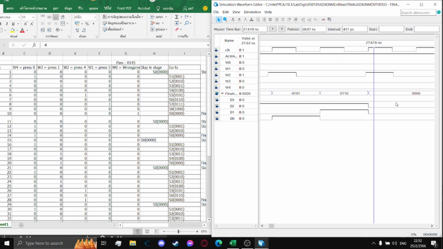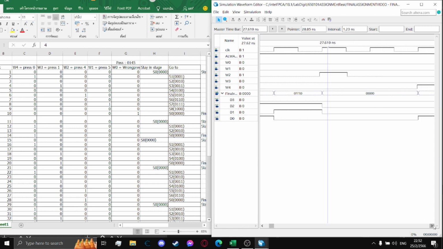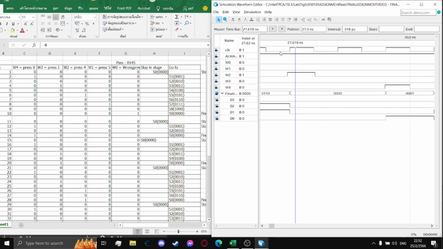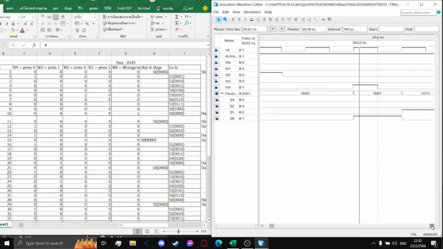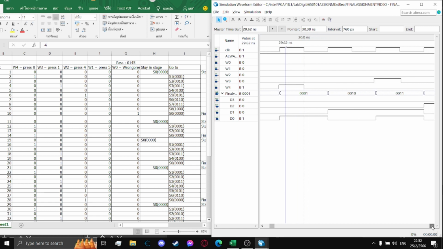And then when we press wrong, in the wrong case of the W2, then this will reset and go to state 0. Like this. Then clock 29, they will stay in state 0. And state 13, we will go to start again.